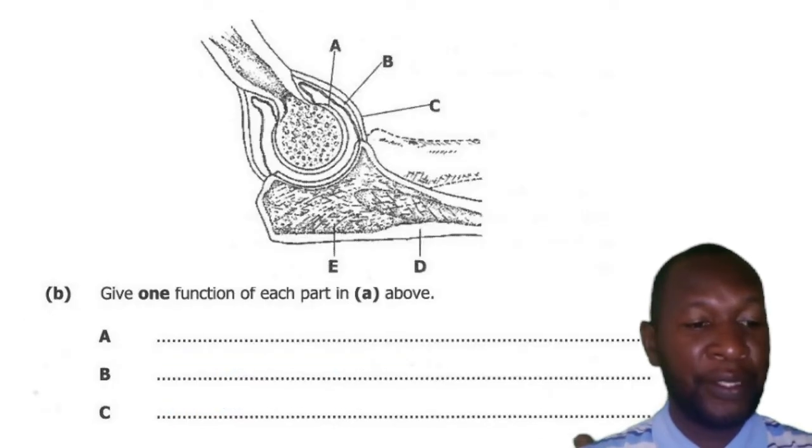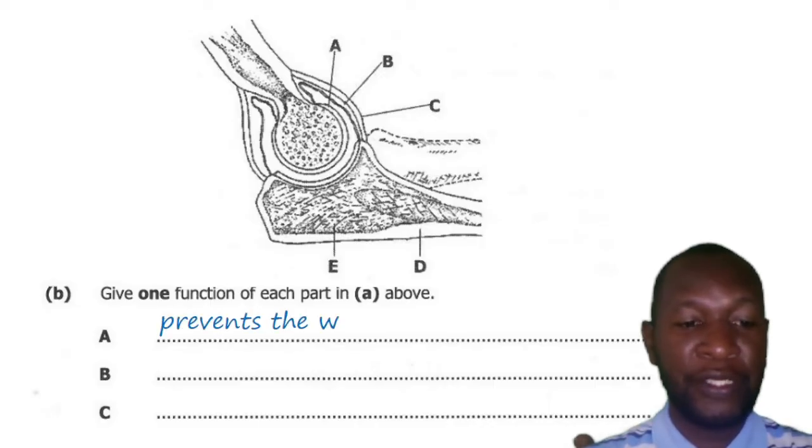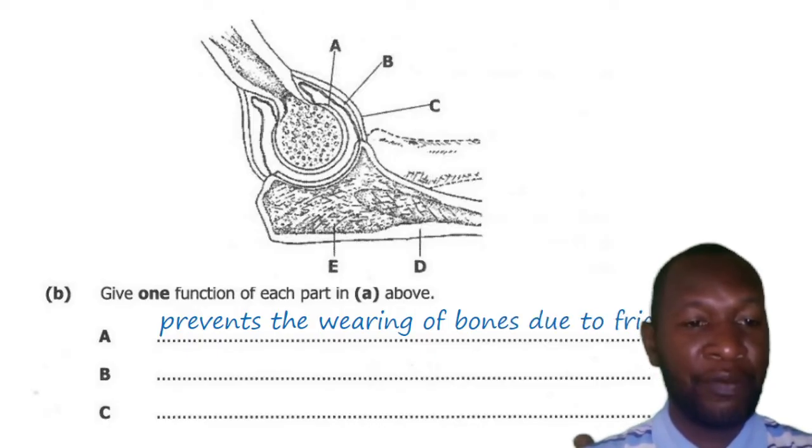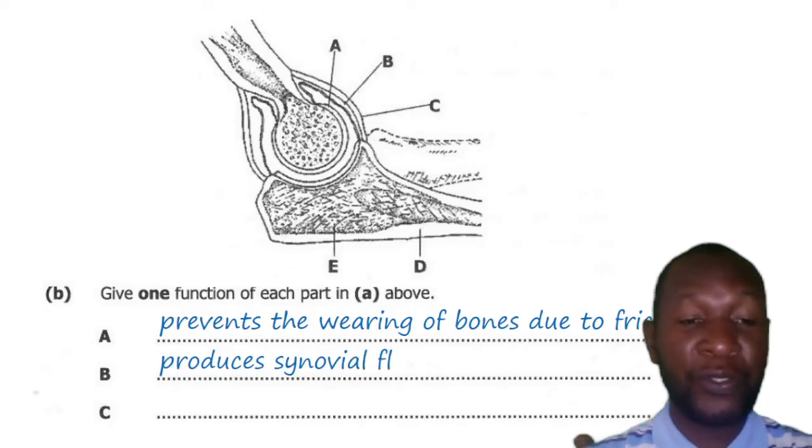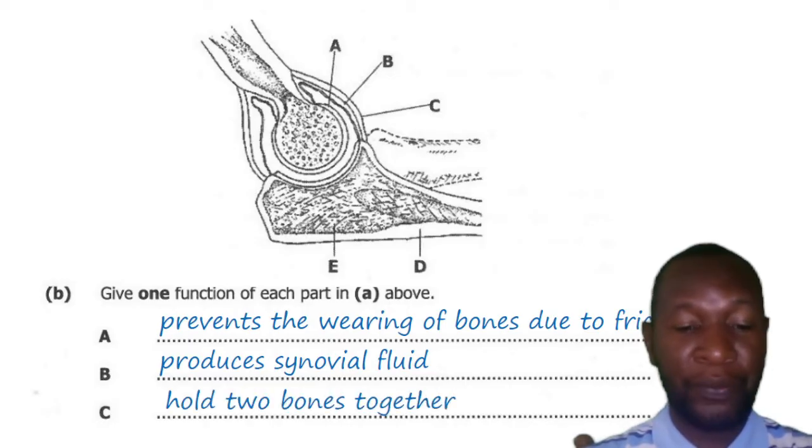Part B, give one function for each part in A above. The function of the cartilage is to prevent the wearing out of the bones due to friction. Then the function of B, which is the synovial membrane: the synovial membrane will actually produce synovial fluid. Then part C, which is the ligament. The ligament's function is to hold the two bones together.